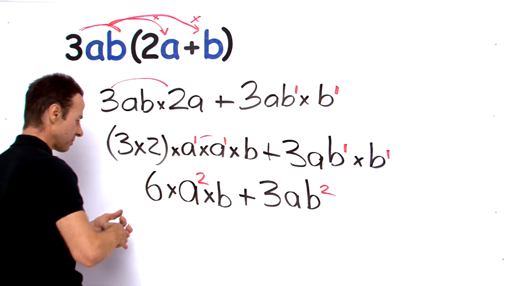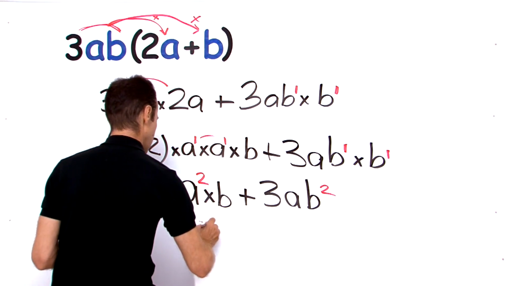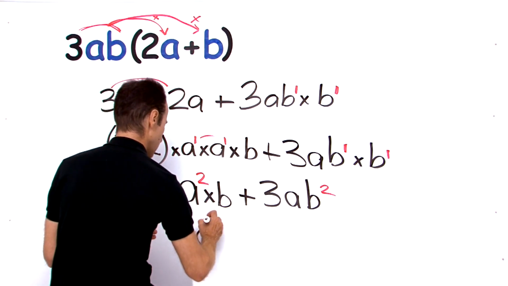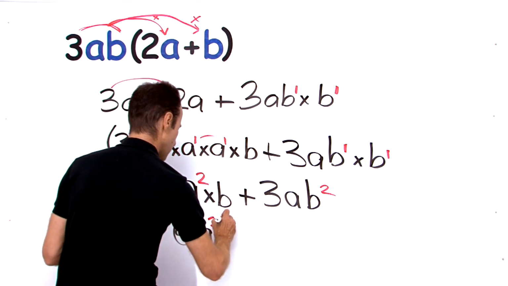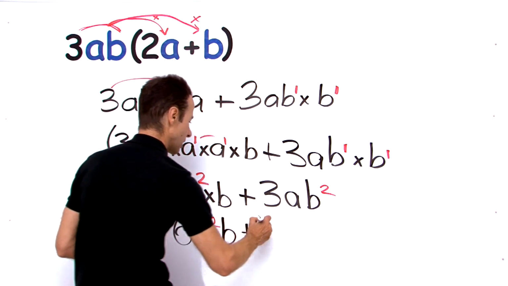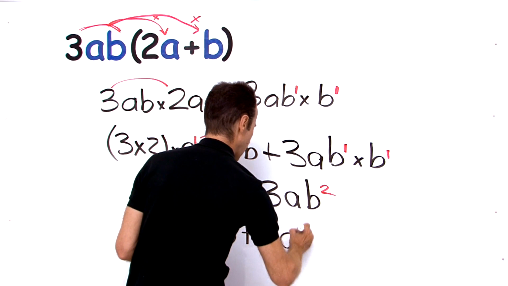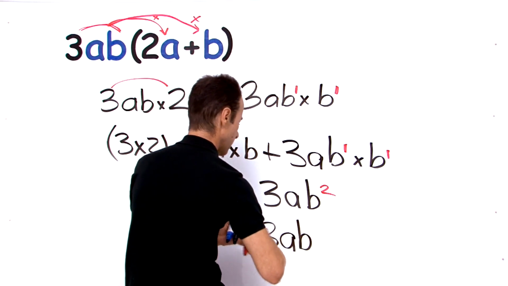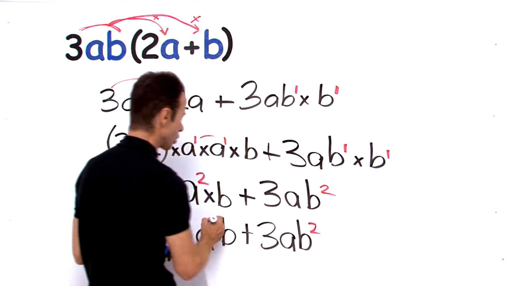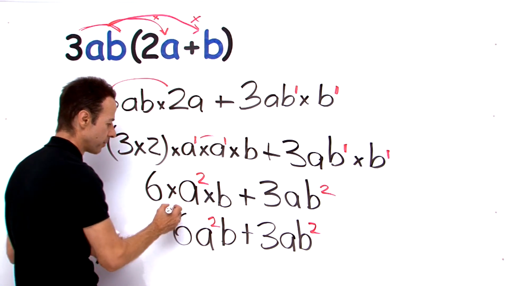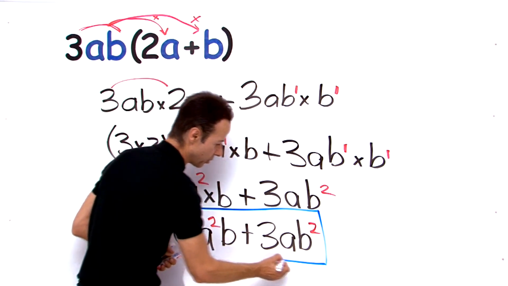So this is going to become 6a squared b plus 3ab squared. You don't need to use red for the exponent powers. You can use the same color if you want.